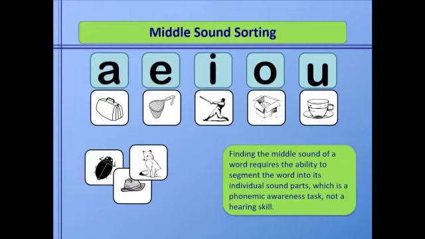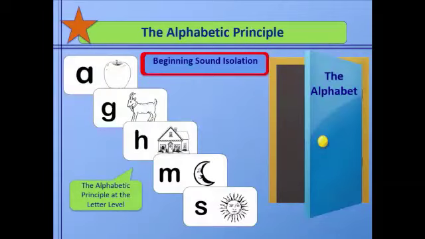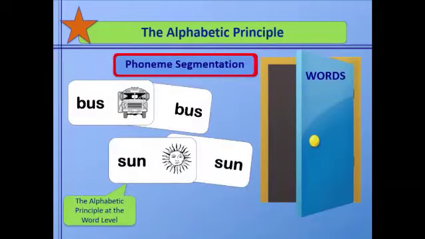So, just like beginning sound isolation was the open door for a child to understand and learn the alphabet, because it allowed him to understand the alphabetic principle, in the same way, phoneme segmentation allows the child to understand the alphabetic principle at the word level. So when a child looks at bus and can say us, he can map those sounds onto those symbols. It's not really decoding, but it's sort of like decoding, and it gives the child an understanding of how to map spoken language with written language.